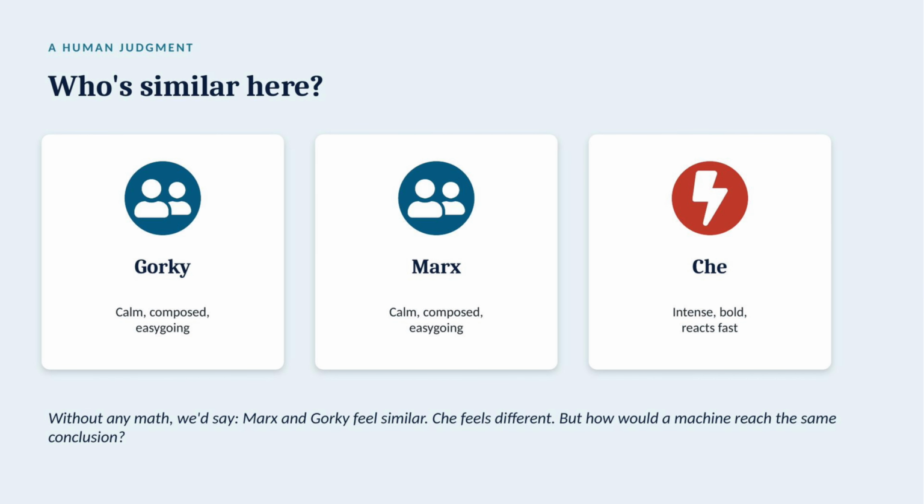Let's start with three people: Gorky, Marx, and Che. Gorky and Marx are calm, composed, easygoing. Che is intense, bold, reacts very fast. Without any math at all, you would instinctively say Gorky and Marx are similar. Che is different. That's completely human judgment, no computation involved. So, here is the real question: how would a machine reach that same conclusion?